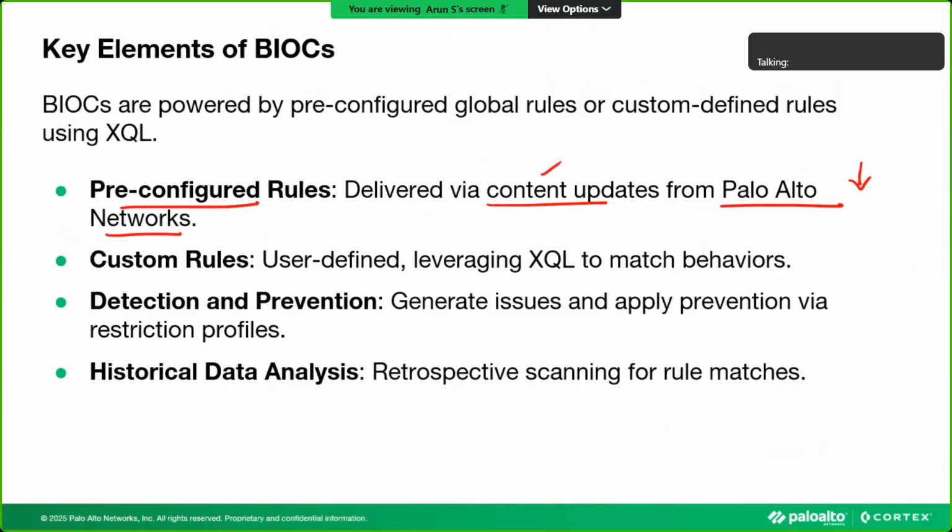Mostly they know, right? Palo Alto knows what type of attacks are happening and what type of new malicious content is there in the market. Based on that, they will write the BIOC rules and send them to us, so they will be active. Where I want to create my own custom rule, I can do that. It is user defined and I can make use of SQL to match behavior. So I can write queries in order to identify whether any such event is happening or not.